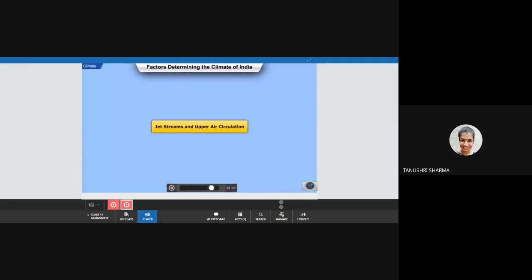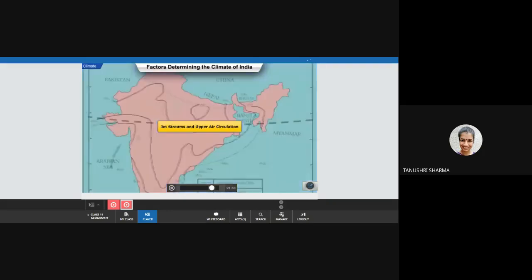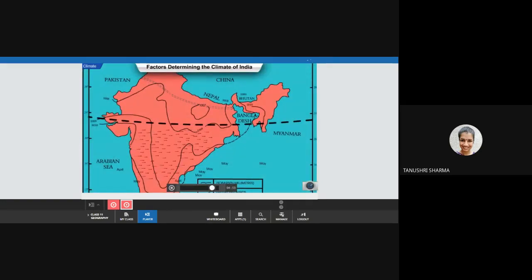Jet streams and upper air circulation. In between stratosphere and troposphere, an easterly jet stream flows over the southern part of the peninsula in June, which has a maximum speed of 90 km per hour. It is confined to 15 degrees north latitude to 22 degrees north latitude. The easterlies normally do not extend to the north of 30 degrees north latitude in the upper layer of the atmosphere.